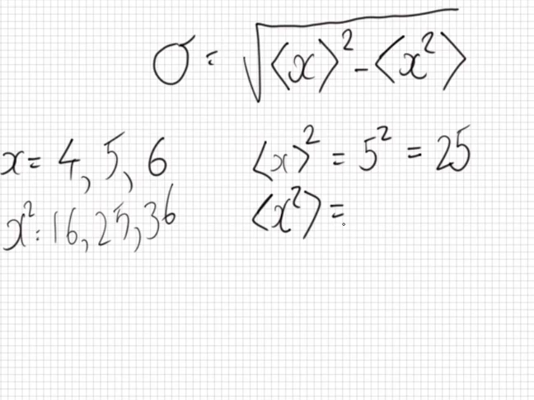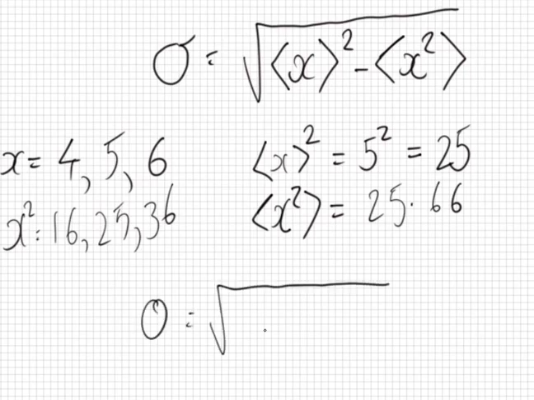Now again, don't do that. You know what I need you to do. Take out your calculators and type them in. 25.66. And then we take the square root of 25.66 minus 25. What's that? Isn't it the other way around? 25.16.